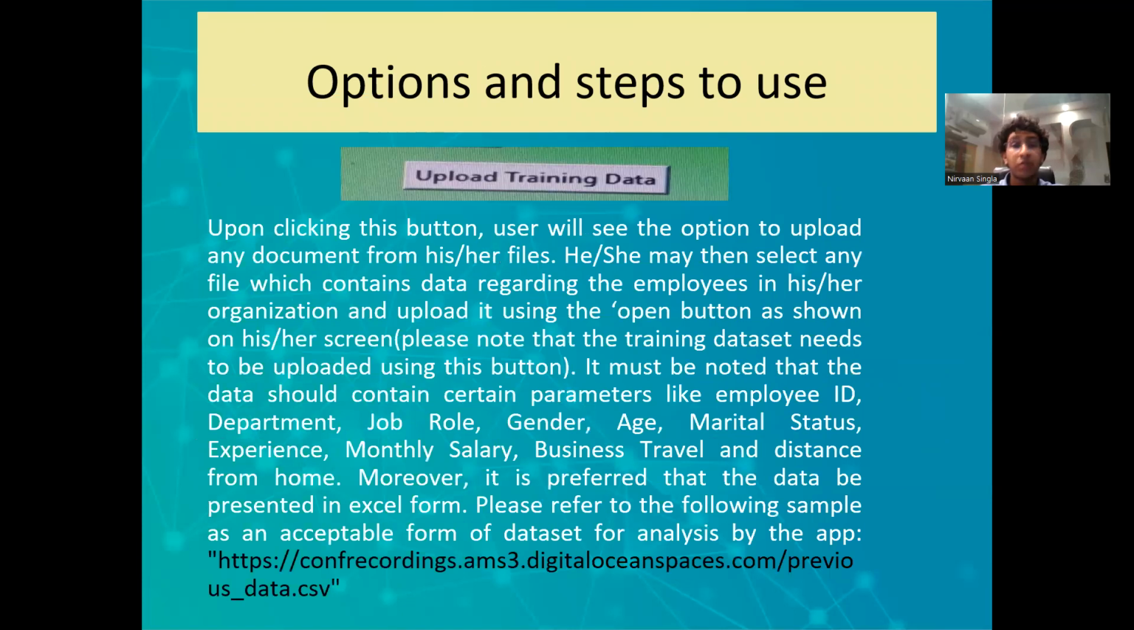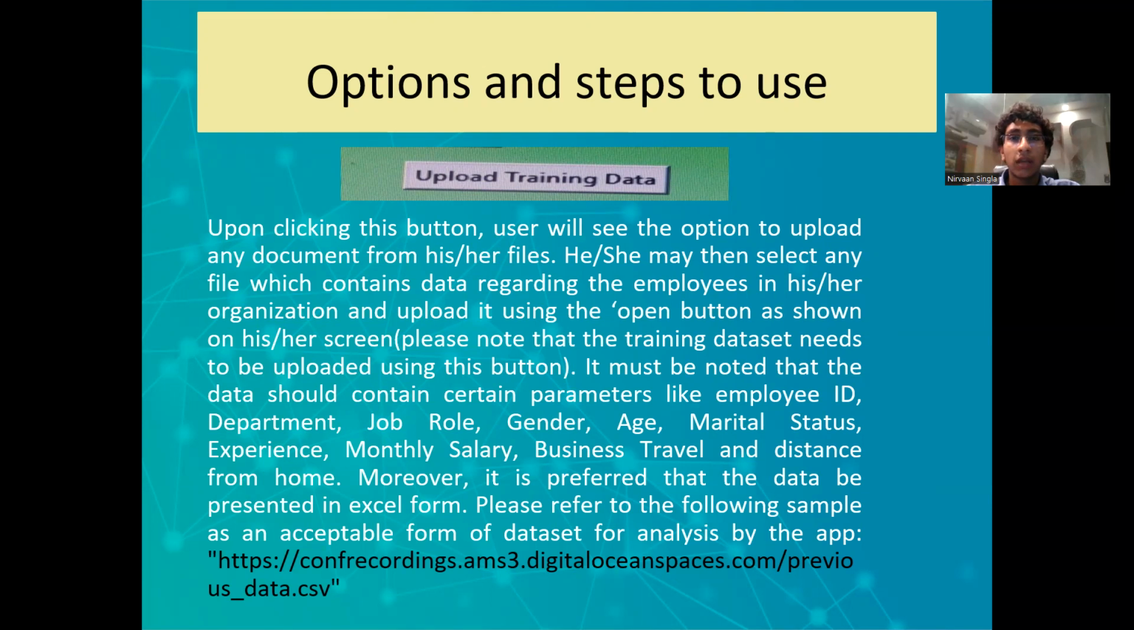Moving forward, options and steps to use. First, upload training data. Now, this is not exactly a part of the analysis, but this is to get the machine codes running and to test whether the first part of the application has been cleared. Meaning, whether the application is working, is up and running in your device and is suitable for your analysis. All you have to do is click this button and upload a training data set from your files.